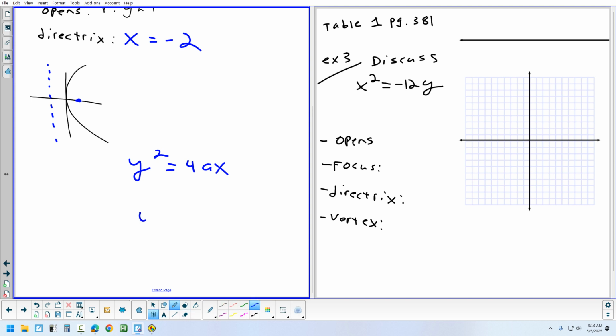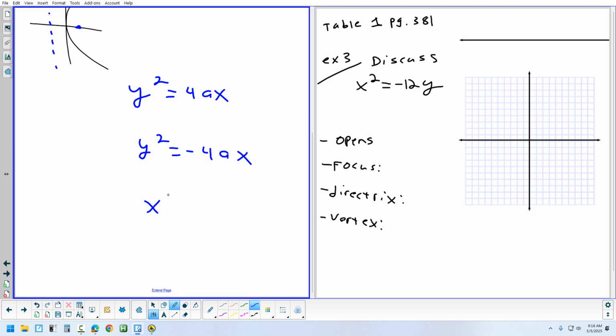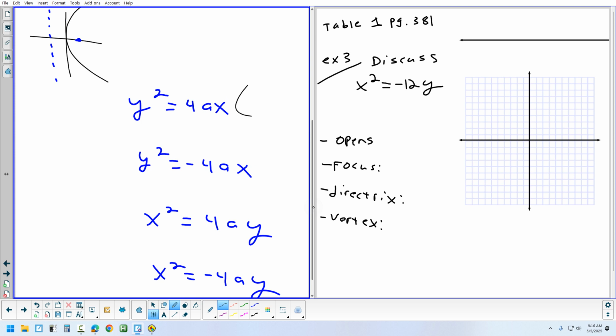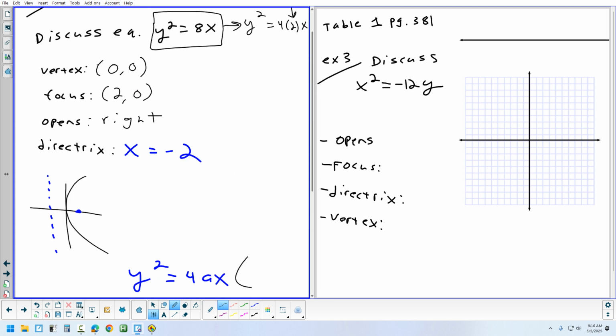Okay, here's another one. And the last one. Those are the 4 different equations for a parabola. Each one of them opens up, down, left, or right. This one we just did: y squared equals 4ax. That was this type. It opened to the right.